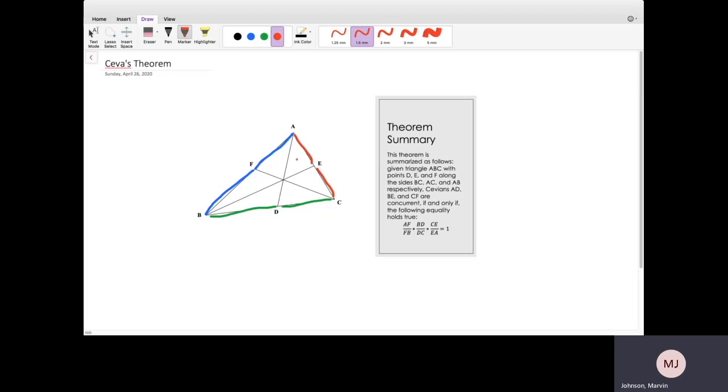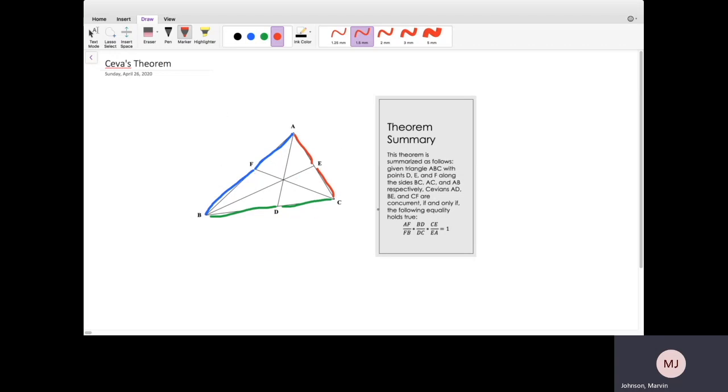And the order of this matters. So you see us go clockwise here. We went AF, FB, and around clockwise. This equation will hold even if we go counterclockwise, but the order must stay correct. So if we go the other way, that has to be BF over FA times AE over EC times CD over DB. But you can't mix and match the order. You have to either go clockwise or counterclockwise.